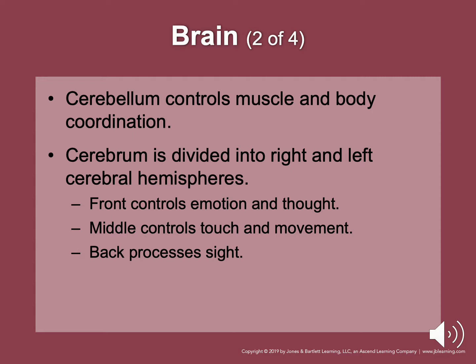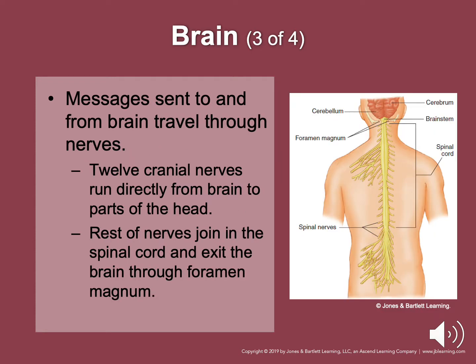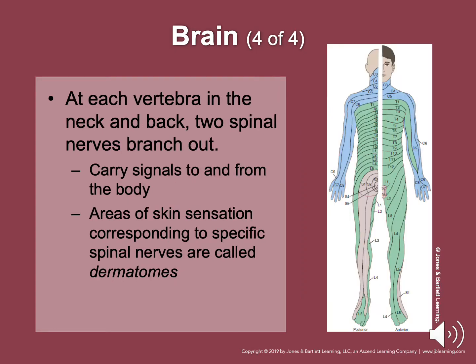Messages sent to and from the brain travel through the nerves. There are 12 cranial nerves that run directly from the brain to the parts of the head. The rest of the nerves join in the spinal cord and exit the brain through the foramen magnum. At each vertebra in the neck and the back, two spinal nerves branch out. They carry signals to and from the body. The dermatomes are areas of skin sensation corresponding to specific spinal nerves.